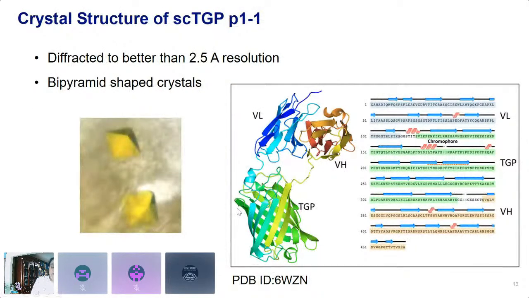The next exciting result we obtained was the crystal structure. The crystal structure from bipyramid-shaped crystals at 2.5 angstrom showed that the VL and VH region of the antibody is linked by the fluorescent protein TGP.